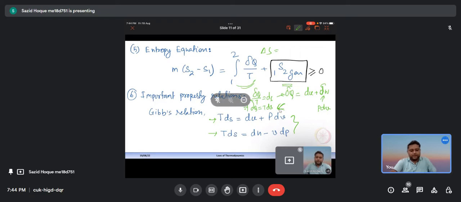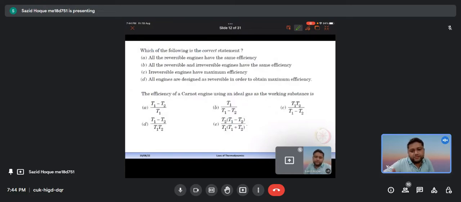This may be generated internally, like internal irreversibility will be there in the system, and because of that some entropy will be generated. Please go to the lecture once. Once you go to the lecture, you can understand this better.